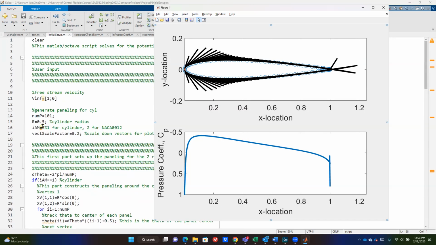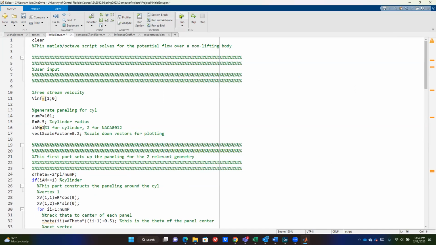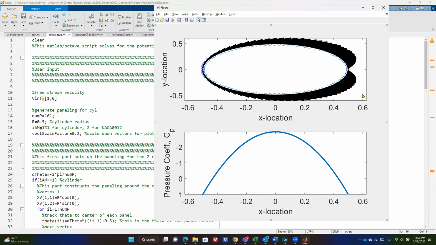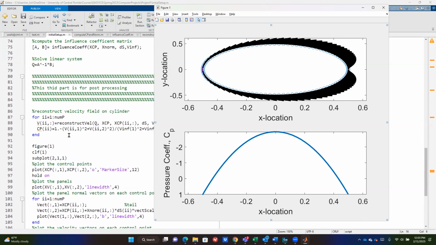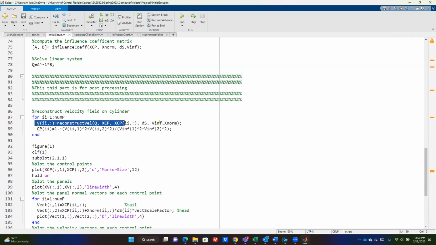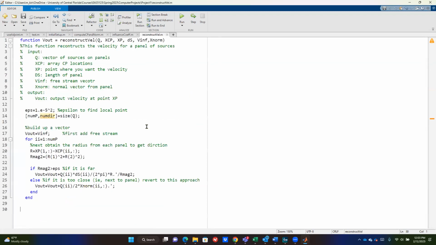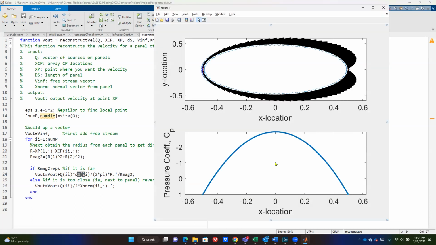here, this is a case where we have, let's switch to a cylinder first. So this is where we have a cylinder. You can see we have a pressure distribution. I will note that in the pressure distribution, what we did was reconstruct the velocity. So here's this reconstruct velocity. It loops, it basically sums all the Q's times S's dividing by these so that it can reconstruct the velocity based on all the different influences at a given point. And we reconstructed on the surface to obtain this.